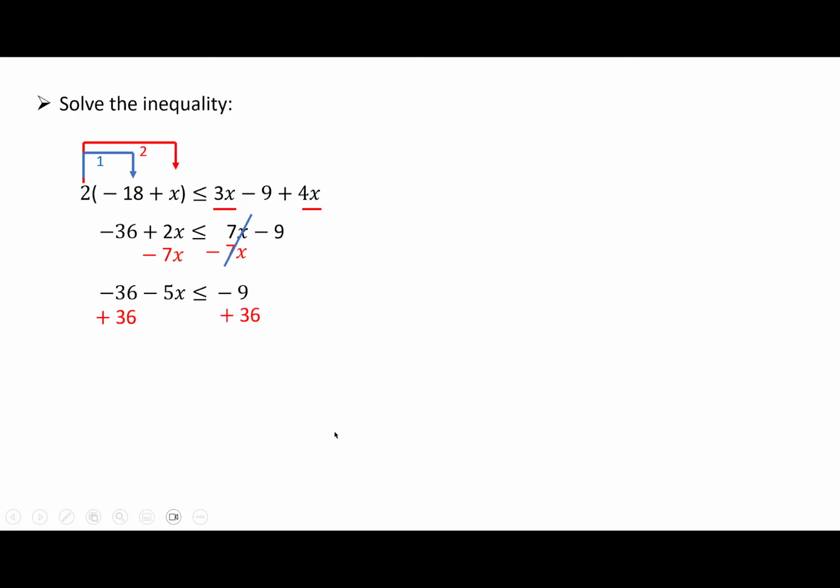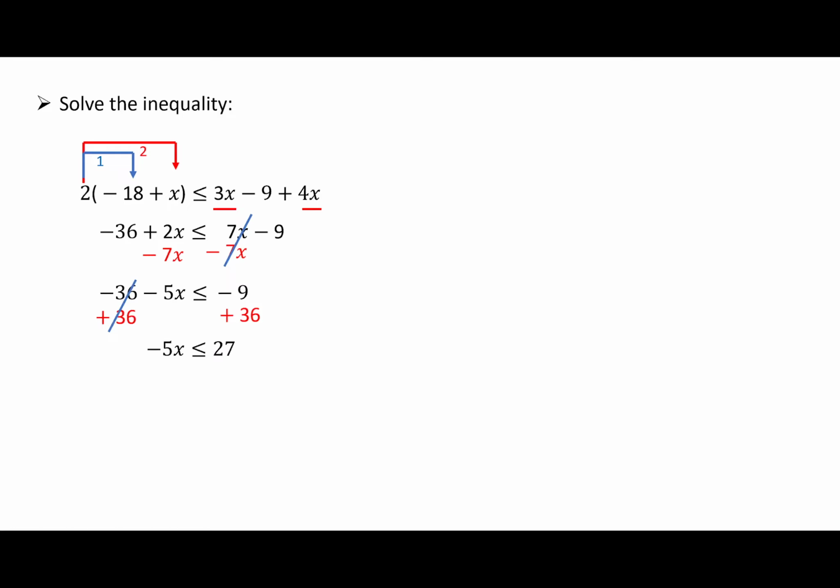Another example. Again, here I need to use the distributive property, and here I need to combine these two terms. I do that, I get this. Now let me remove this 7x by subtracting 7x from both sides. So now 2x minus 5x is minus 3x, minus 7x is minus 5x... Now I need to leave this alone, so I need to get rid of this negative 36, add 36 to both sides.